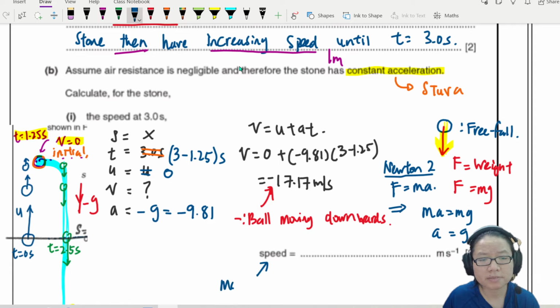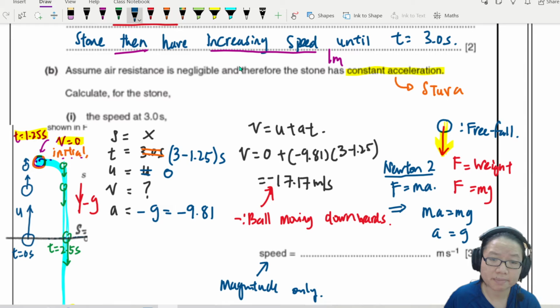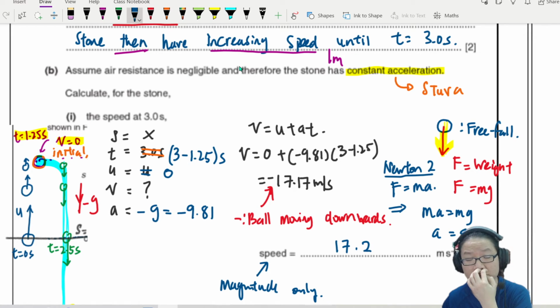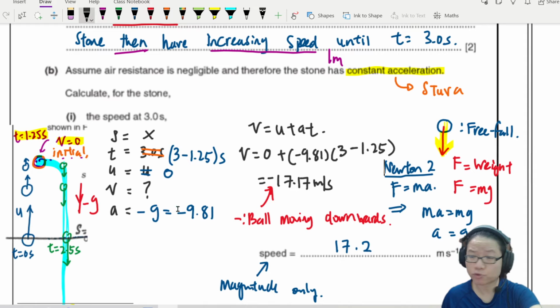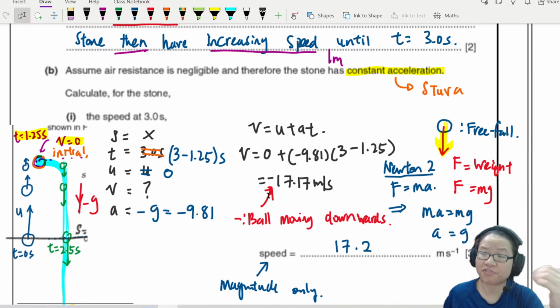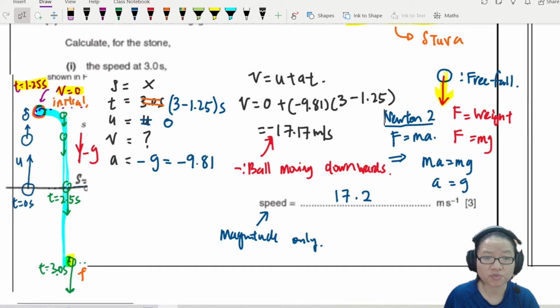But they say speed. So speed means magnitude only. You can choose to omit the sign. I think they're being nice because they foresee that this is challenging, so they ask for speed. But you know better, this is negative. If you do the suvat equation calculation properly, with the sign, if you're faithful to the sign, the negative should reflect here because this one is moving downwards.